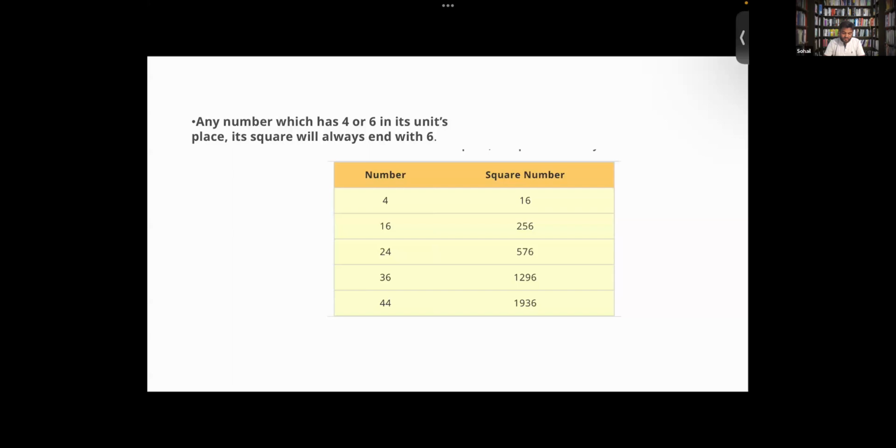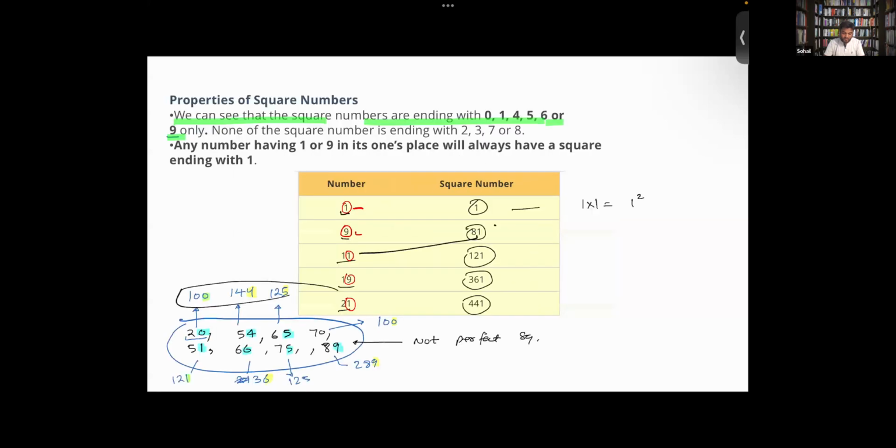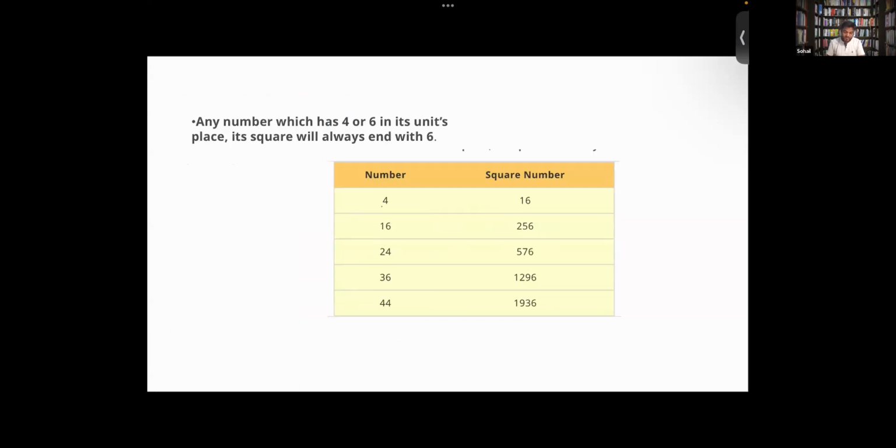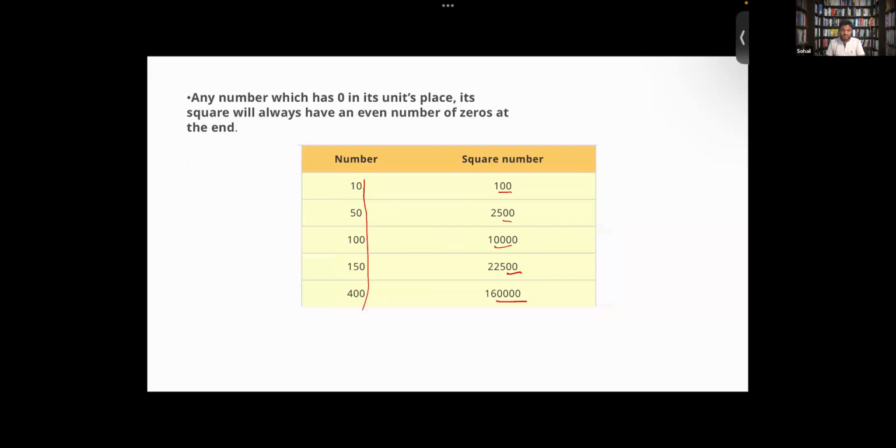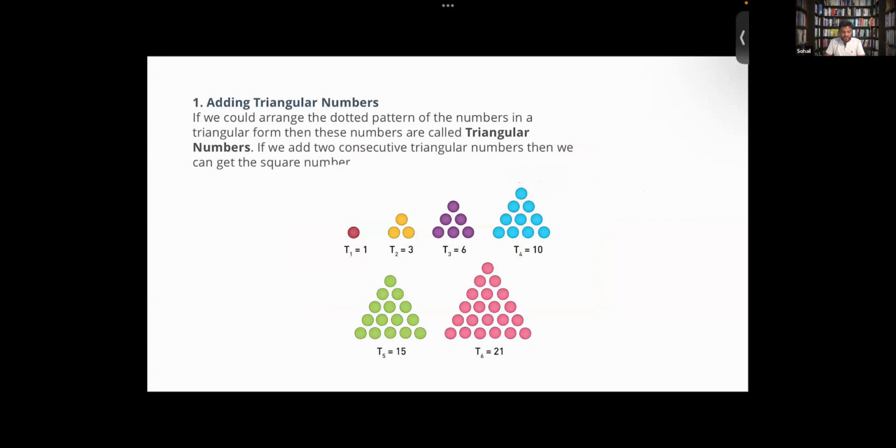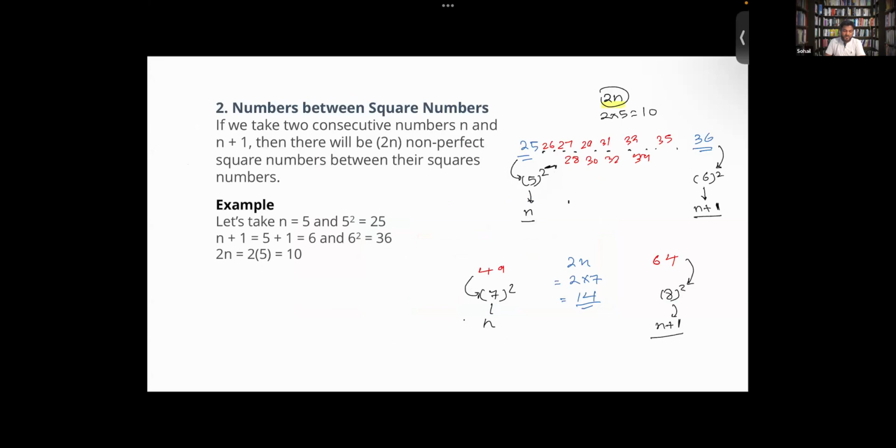We did talk about the properties of square numbers ending with 1 or 9, and then we also talked about the properties of numbers ending with 4 or 6. Their squares were ending with 6. Then we studied the even number of zeros. And in the last class we were talking about the addition of triangular numbers. And then we were finding how many numbers there are in between two successive square numbers. So we have done that as well.